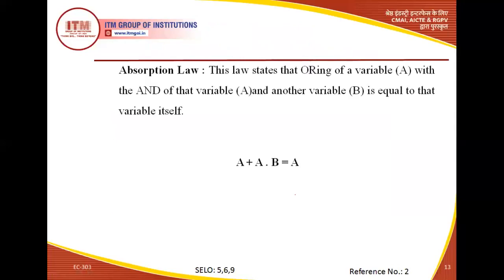Now next is absorption law. So absorption law states that the ORing of a variable with the ANDing of that variable and another variable is equal to the variable itself. That means A plus AB gives the output A. That means A or (A and B) gives the variable A.